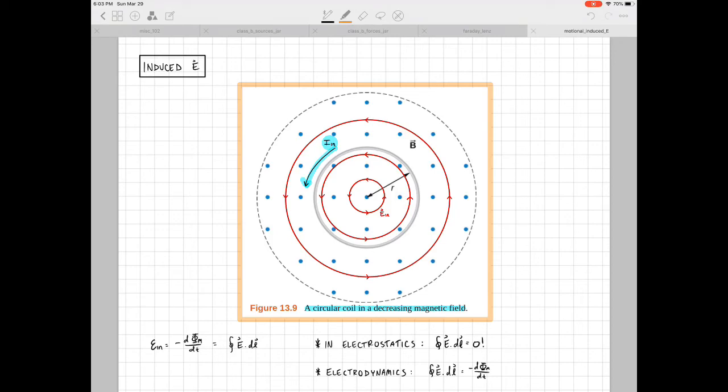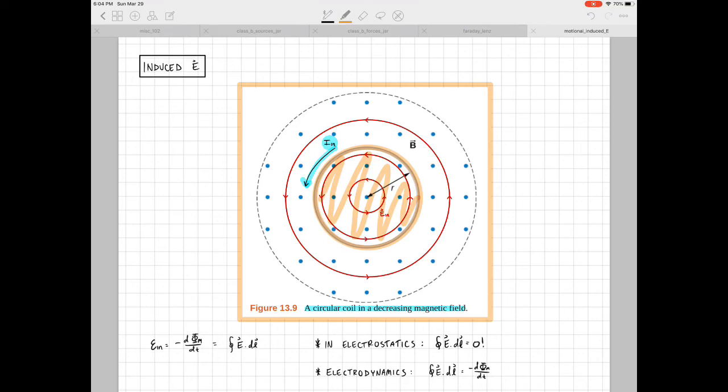So this picture here is one of the previous examples where we have a loop of wire placed in a magnetic field, and that magnetic field is decreasing with time. If we think about Lenz's law, we can immediately figure out that there has to be an induced current in the wire, because the magnetic flux through the loop, which corresponds to the B field through the area of the loop, has to be changing because the B field is decreasing in strength.